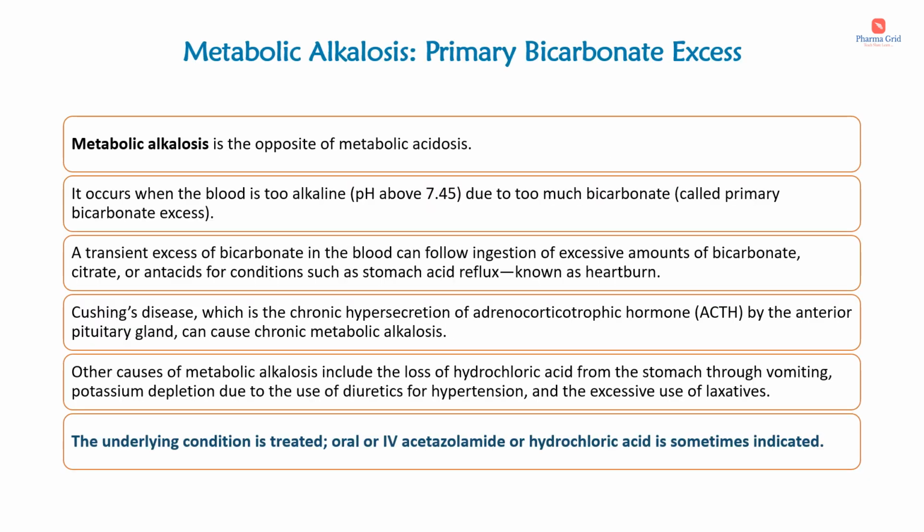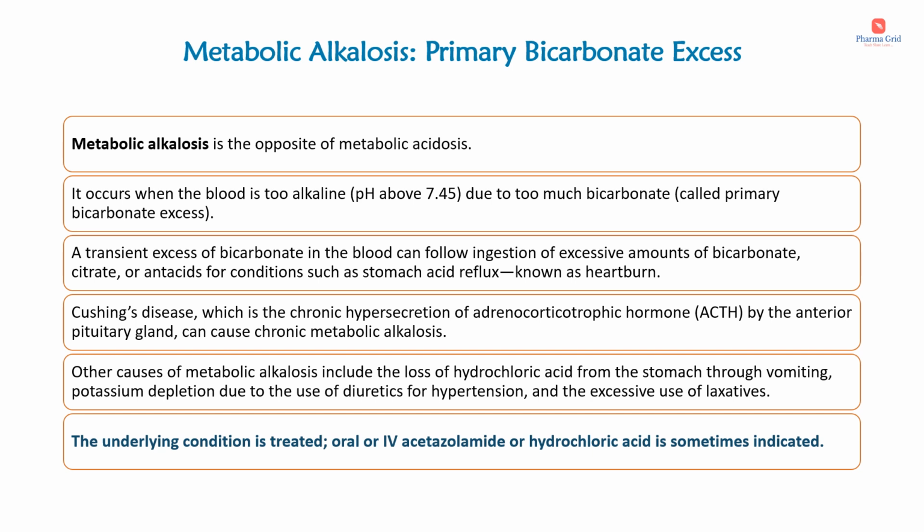The next acid-base disorder is metabolic alkalosis, or primary bicarbonate excess. Metabolic alkalosis is the opposite of metabolic acidosis. It occurs when the blood is too alkaline, that means pH above 7.45, due to too much bicarbonate, called primary bicarbonate excess. A transient excess of bicarbonate in the blood can follow ingestion of excessive amounts of bicarbonate, citrate or antacids for conditions such as stomach acid reflux, known as heartburn.